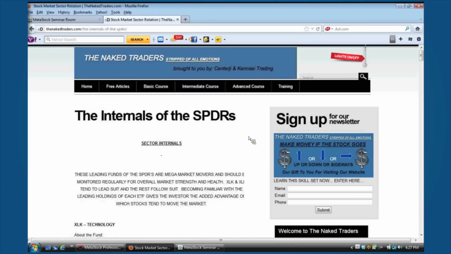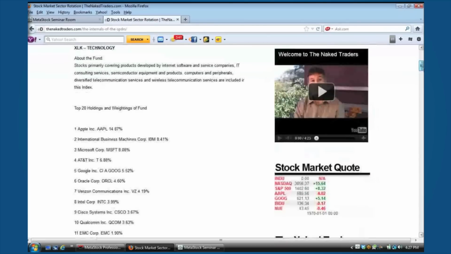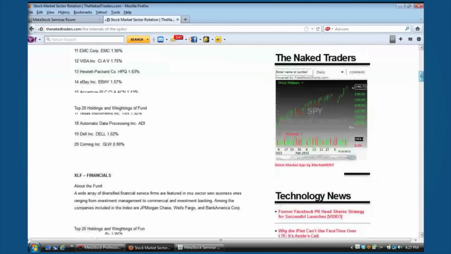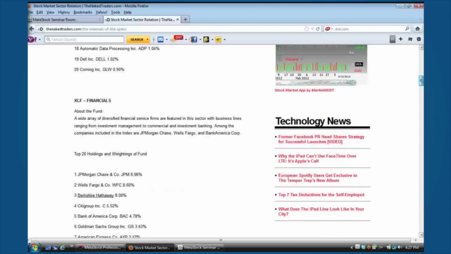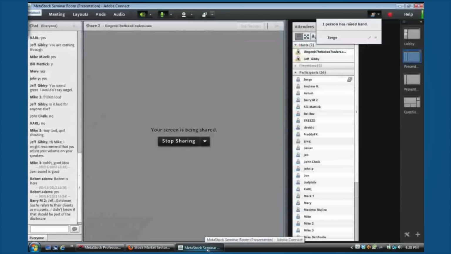Bada bing, bada boom. And we have listed for you here the XLK technology and all the different various holdings there. You can take a look at the XLF, all the different holdings there. You can come down and take a look at the XLE, all the different holdings there. So what do you do with them? Let's go back over here. What do you do with these things?